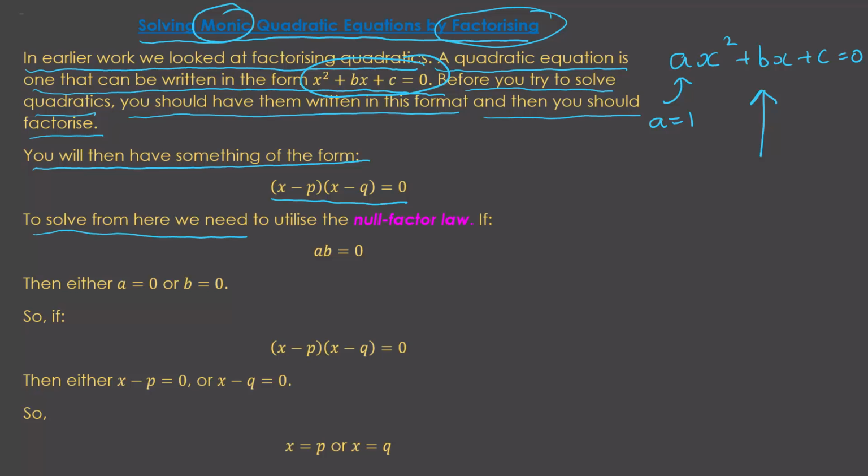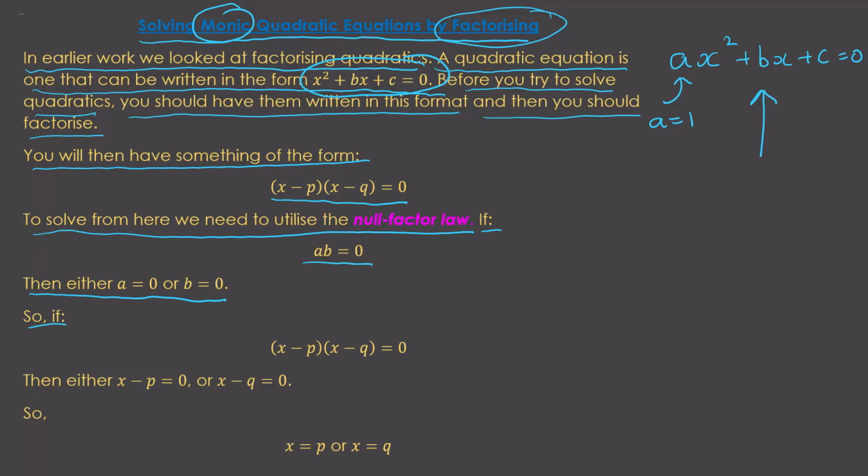To solve from here, we need to utilise the null factor law. The null factor law says that if a times b is equal to 0, then either a is equal to 0 or b is equal to 0. They could both be 0 in some circumstances.